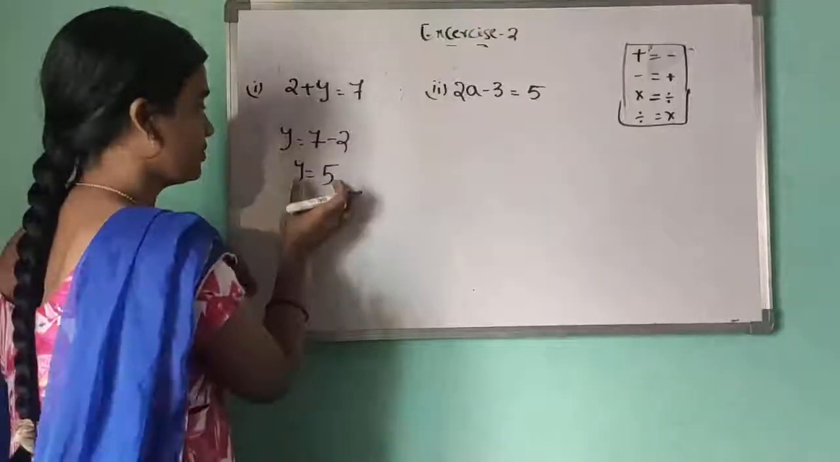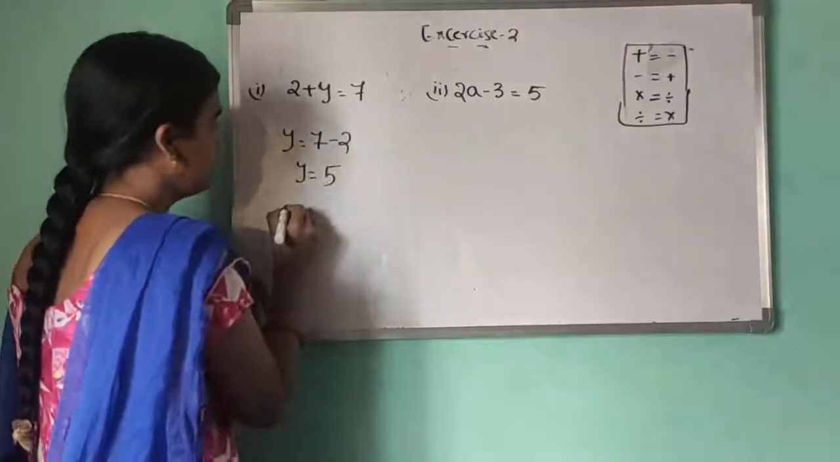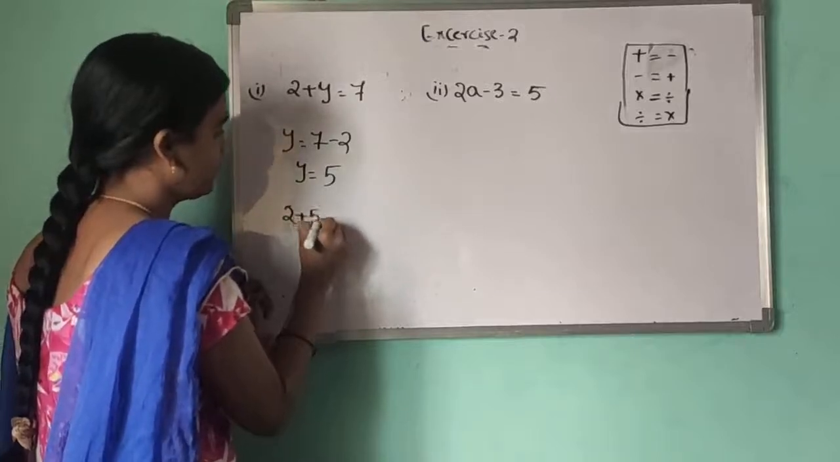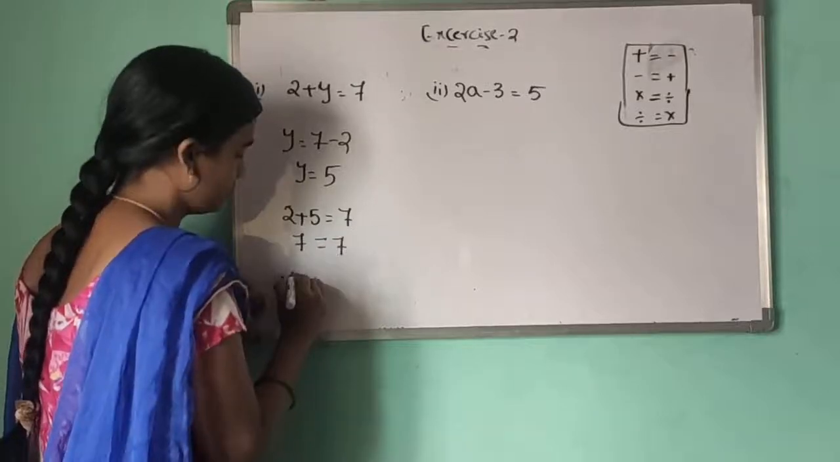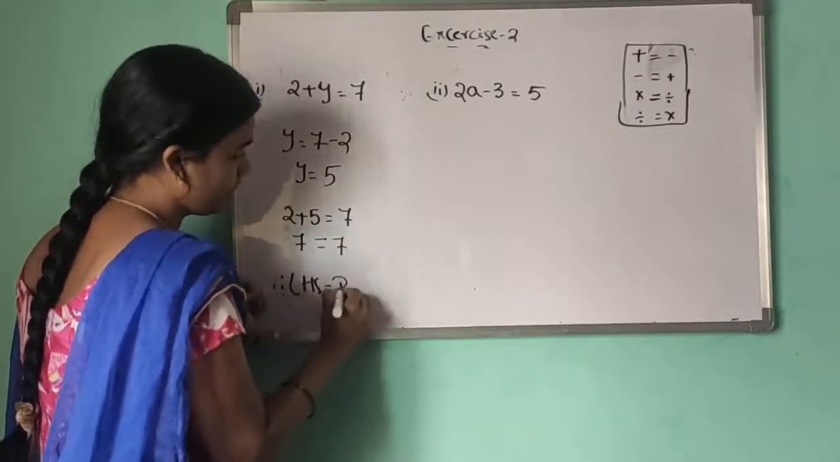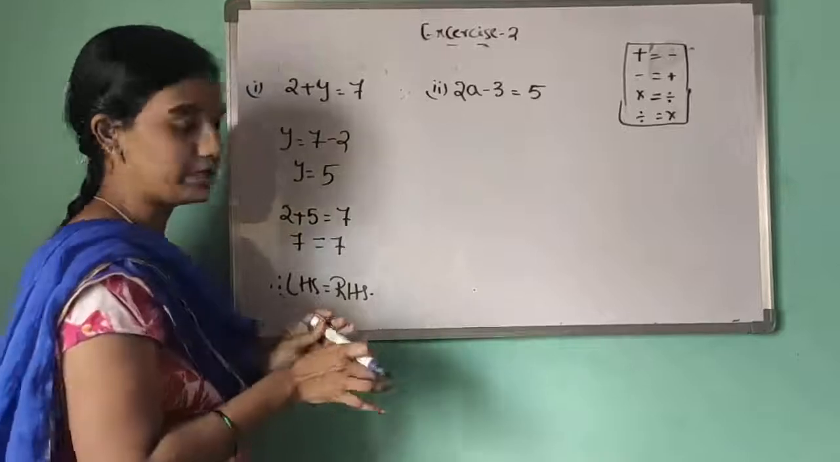Is the equation right or not? How can we check? We have to substitute the y value into the given equation. 2 plus 5 equal to 7. Therefore the 7 equal to 7. Therefore LHS equal to RHS. In this we have to check the given equation.